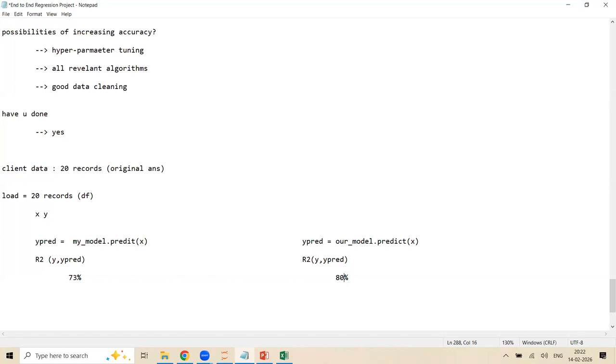Point is clear, everyone? Understood or not? Yes or no? But for future data, it has not given your accuracy. You told your client it is going to predict 80%, but when the client checked, he got only 35%. You'll get one mail. What is that mail, do you know?